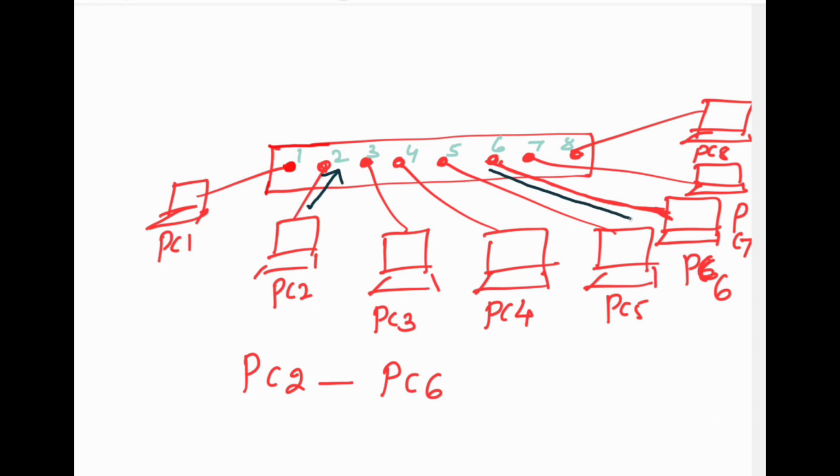I am showing it with the arrow direction here. The data has come from PC2 and it has to go like this. So this is what we are expecting. But what the hub does is carry it out in this manner. What does it mean? It is sending the data to all the other PCs that are connected.